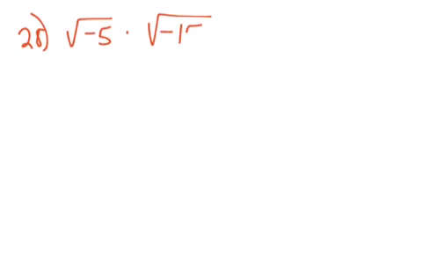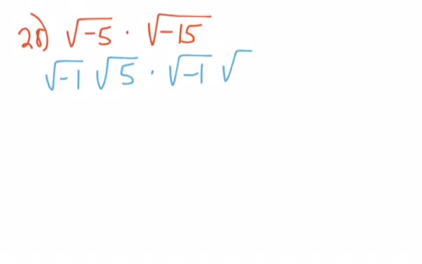If you look at one like number 28, it has the square root of negative 5 times the square root of negative 15. This one is usually easier if you'll go ahead and split it up. So that's the square root of negative 1 times the square root of 5 times the square root of negative 1 times the square root of 15.